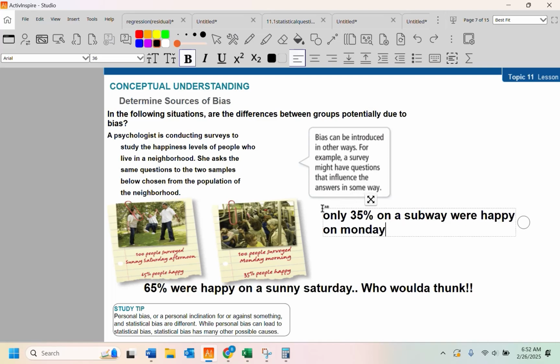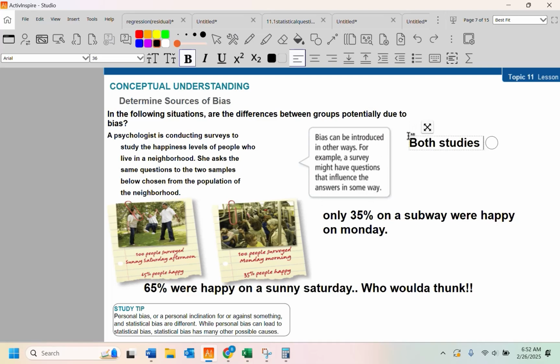Now, that's due to two reasons. One, they were on a train, and two, it was Monday. Very few people are happy on Monday, probably even lower if you're on a train. So the question is, does her study have bias? This thing is loaded with bias.